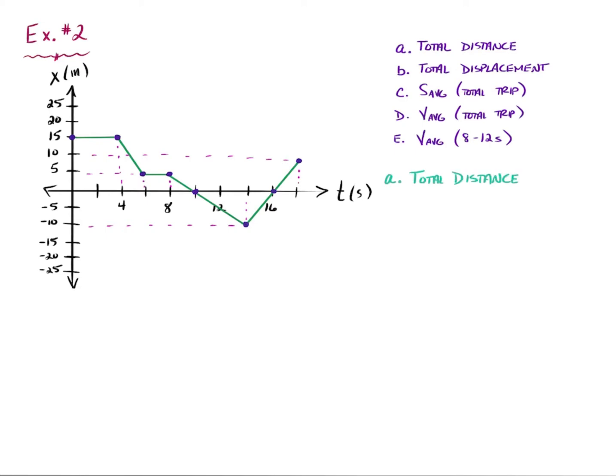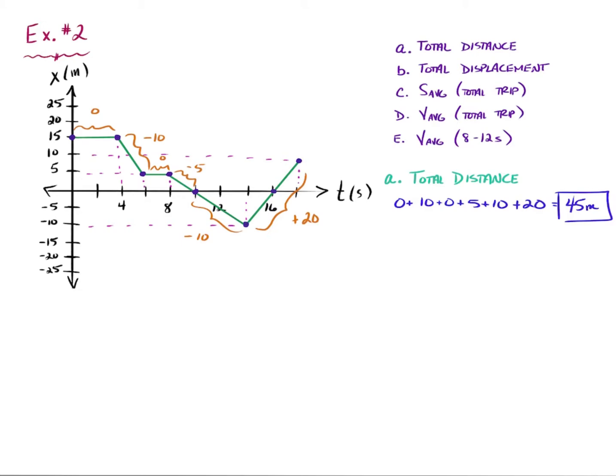As usual, to find the total distance, I usually like to begin by figuring out exactly how far these objects moved. So I see it didn't move at all for the first 4 seconds, then it went down 10, didn't go anywhere from 6 to 8, it went down 5 from 8 to 10, it went down 10 from 10 to 14, and from 14 to 18, it went up 20. I just did that by reading the y-axis and figuring out exactly how far that object moved.